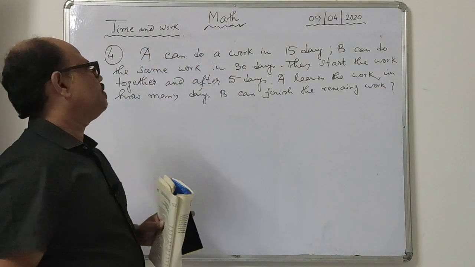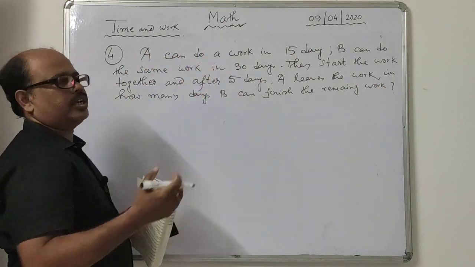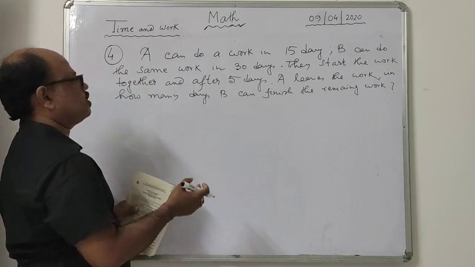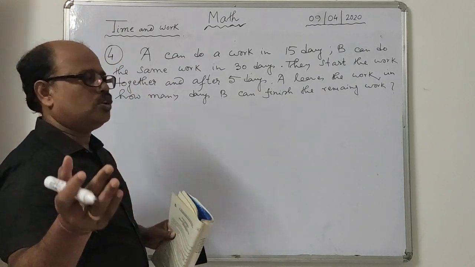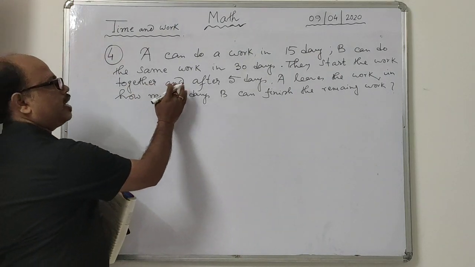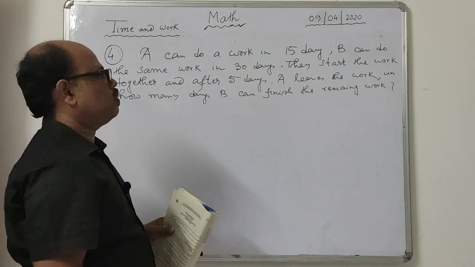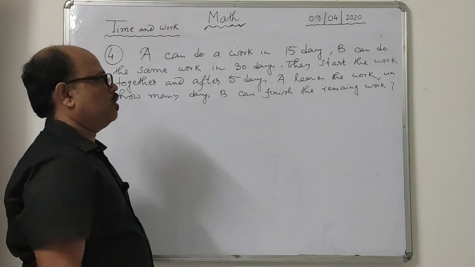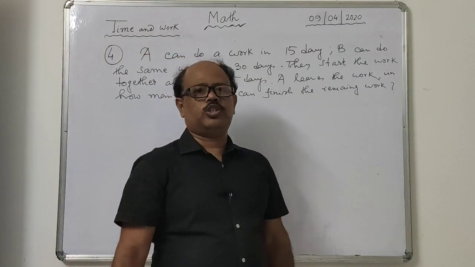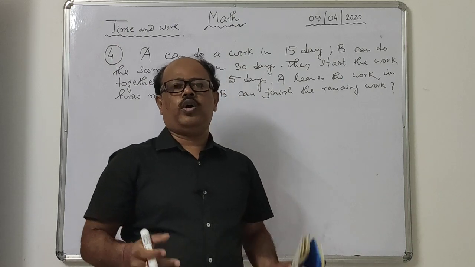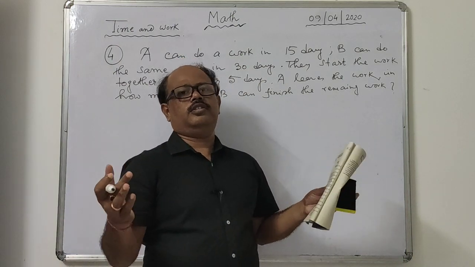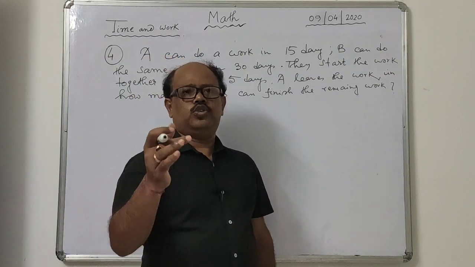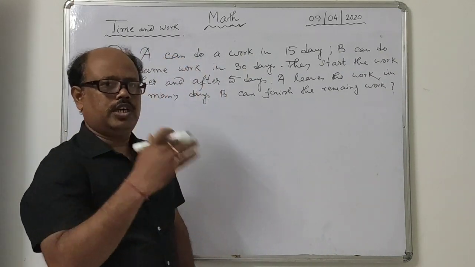Look at the question carefully. A can do a work in 15 days. B can do the same work in 30 days. They start the work together and after 5 days A leaves the work. In how many days can we finish the remaining work? Actually, there are two methods to solve this type of question. One is arithmetic and the other is algebraical. Using the algebraical method, you can do it easily. Look at the board.